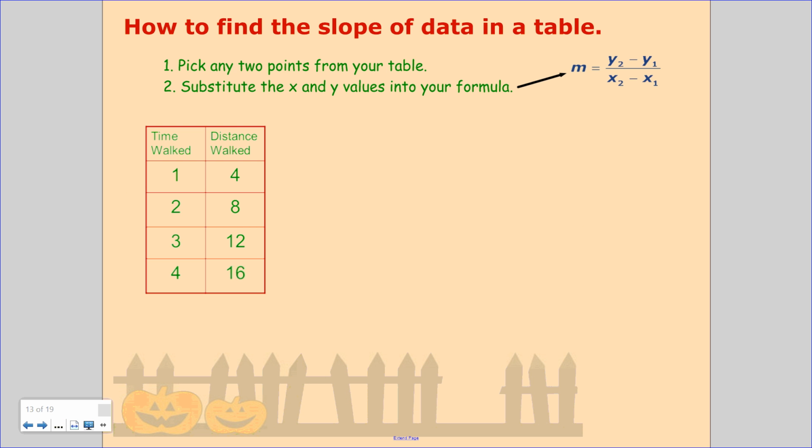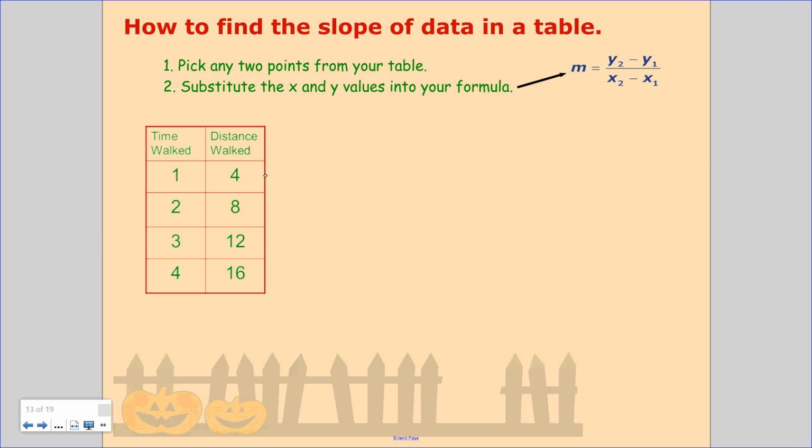Okay, next we're going to look at finding the slope from data in a table. Oftentimes our linear equations or our lines that are graphed will represent data points or points that create that line. So when we have linear data, that data would make a line, so we can find the slope or rate of change of that data.